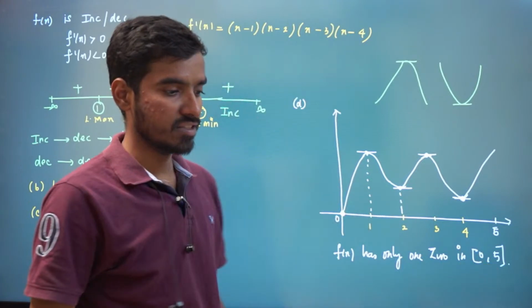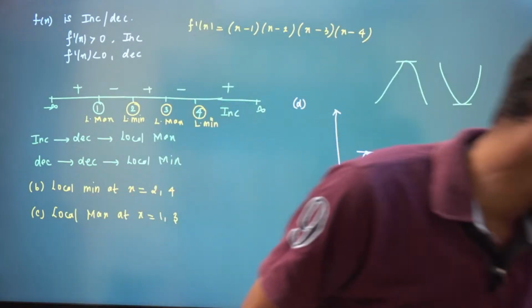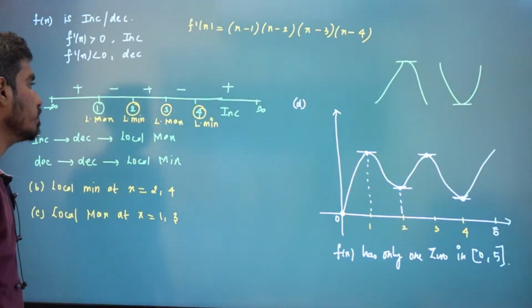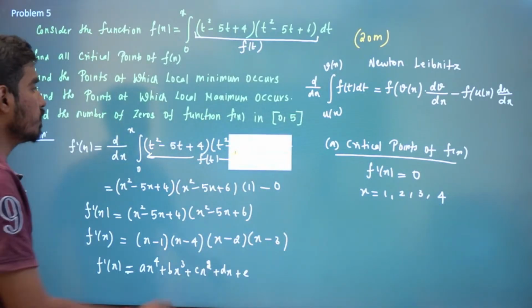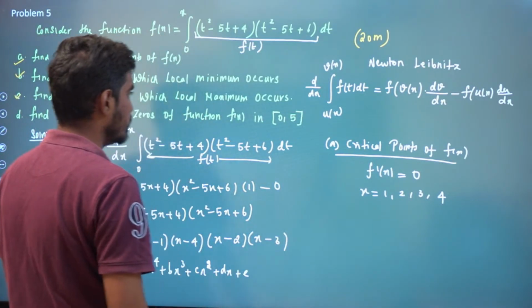Right. So again, a very simple problem. So that's it, we have completed all 5 problems of the 2020 paper. All 5 questions are very simple, standard problems.